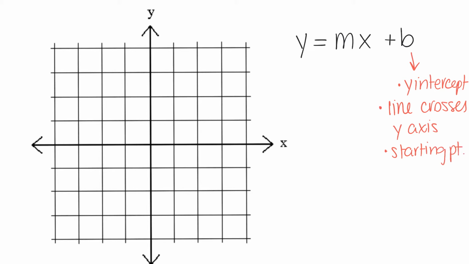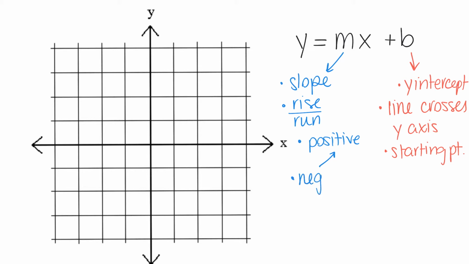The m is your slope. All right, and that's your rise over run. And it can be positive. So if it's positive, it's going uphill. And if it's negative, it's going to be going downhill.